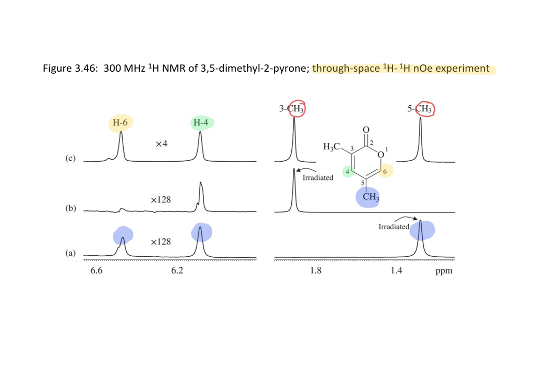As a control experiment, we can then irradiate the remaining methyl group at 1.9 parts per million, and we see an enhancement only for the H4 hydrogen and no enhancement for H6. That is consistent with the methyl group being attached to carbon 3, close to the hydrogen at carbon 4, but distant from the hydrogen at carbon 6.